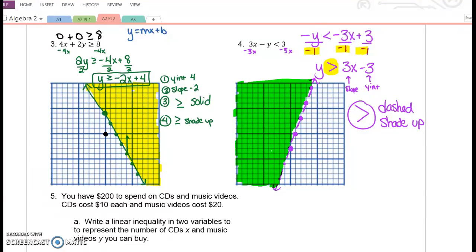Again, if you're struggling with shading up or down, check a point that's not on the boundary line. A point like 0, 0 is easy to check. 3 times 0 is 0. 0. Is 0 less than 3? Yes. So that point would be on the side that we shade.